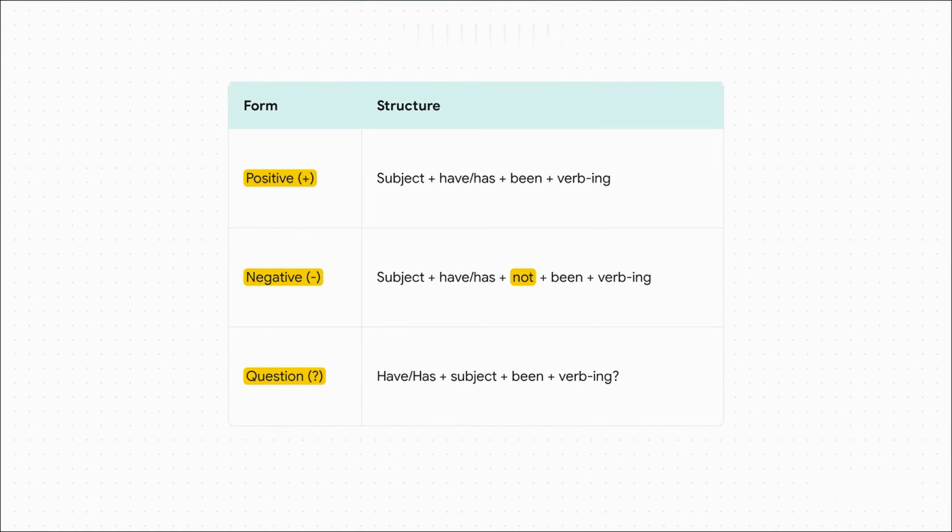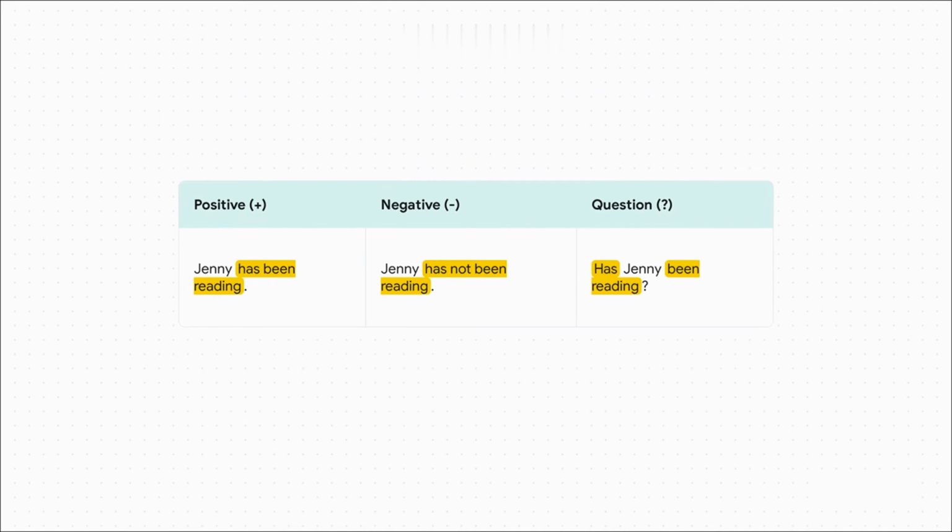Want to make it negative? Easy. Just slot the word not right after have or has. And for a question, you just take that have or has and pop it right at the beginning of the sentence. Simple as that. Let's look at a real example so you can see how this works.